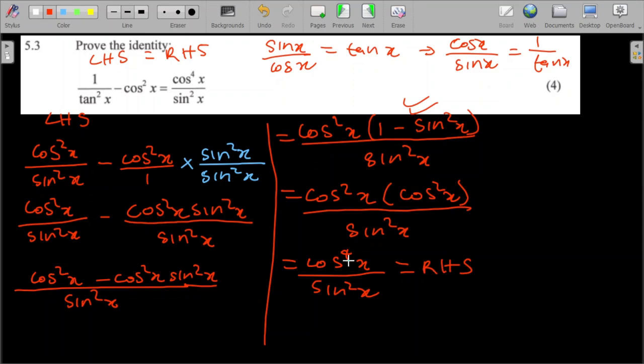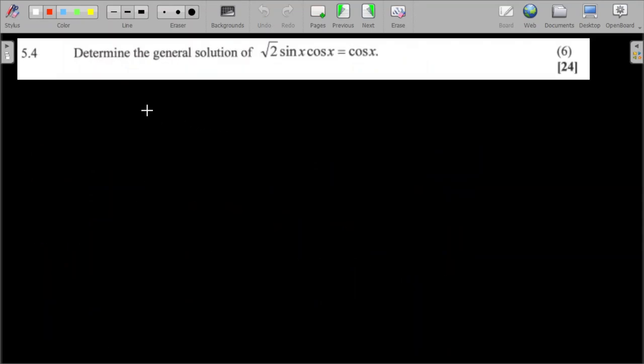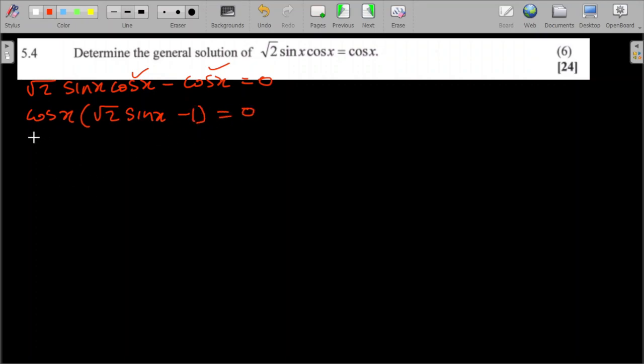Hope we're still on the same page there. Now coming to this one, which is the general solution. So taking this cos to the other side, it's going to be root 2 into sine x cos x, and then minus cos of x is equal to 0. So from here, I hope you can see that this and this have a common factor. Now taking the common factor of cos x, I'm left with root 2 sine x minus 1, and this is equal to 0. So from here, we know that cos of x is equal to 0, or root 2 sine x is equal to 1.